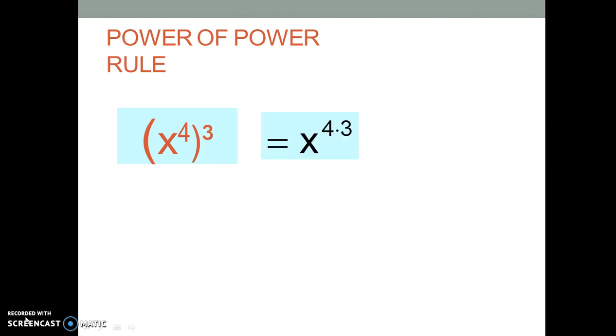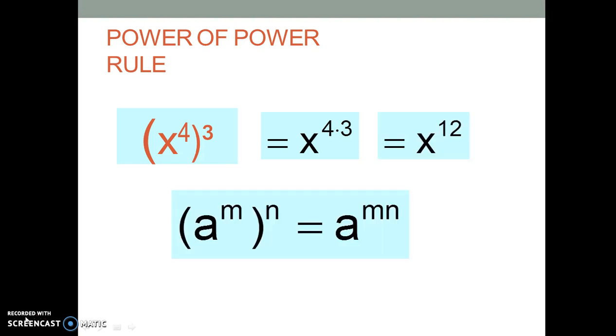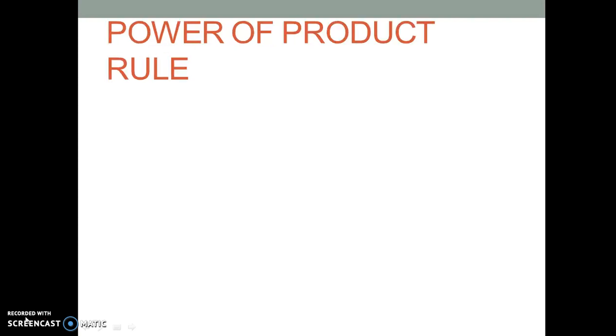Well, I can do it quickly by multiplying. I have 3 x to the 4th, so that actually gives me x to the 12th. Alright? So a to the m to the n power is really a to the m times n. Power to the power, you're going to multiply.